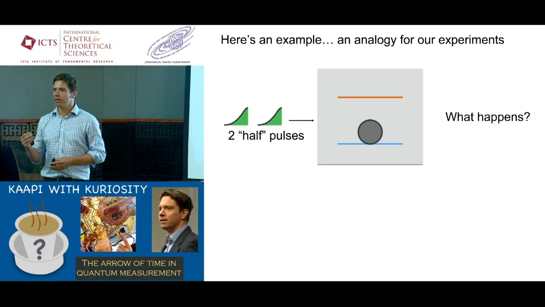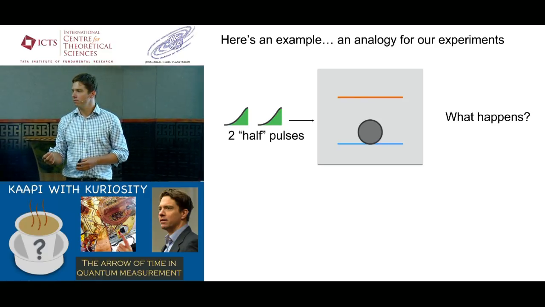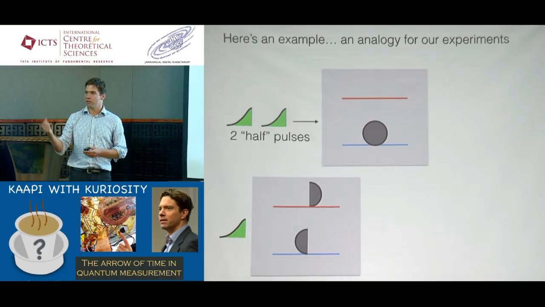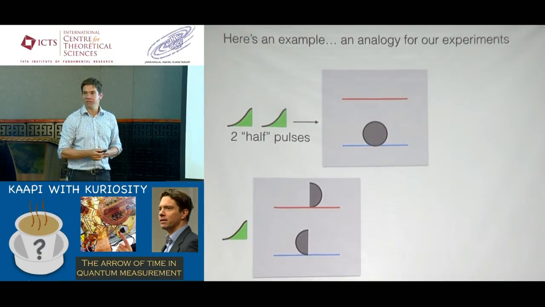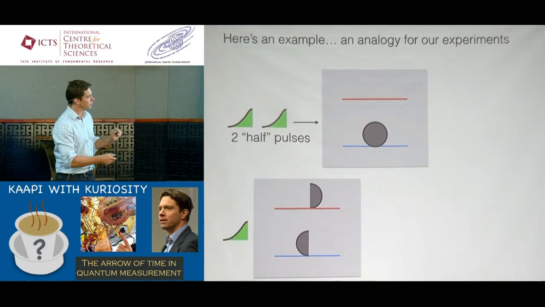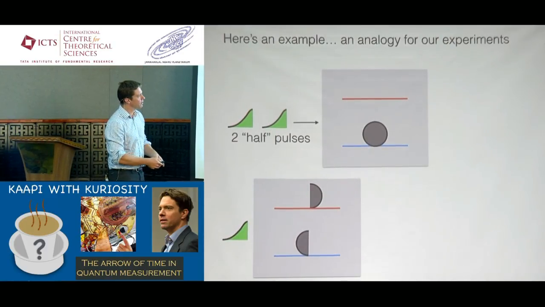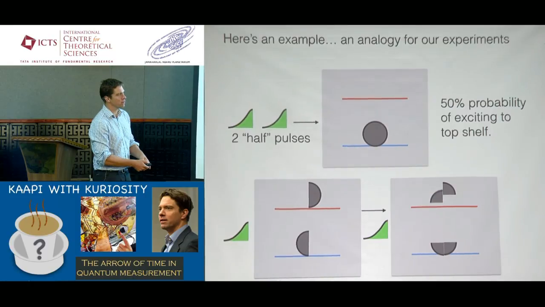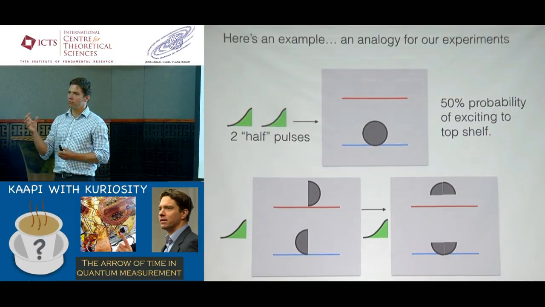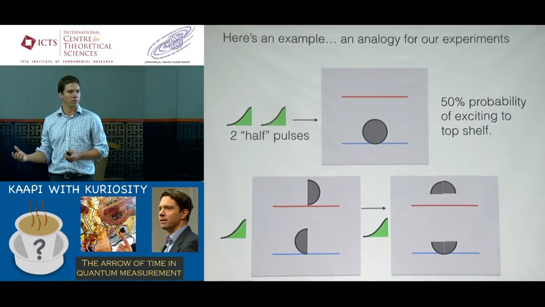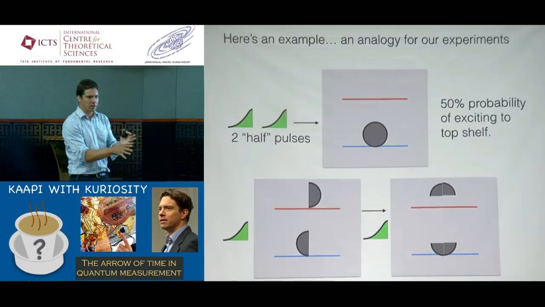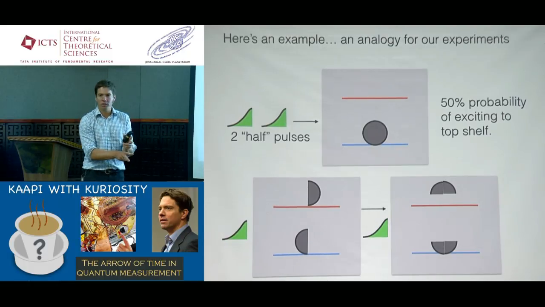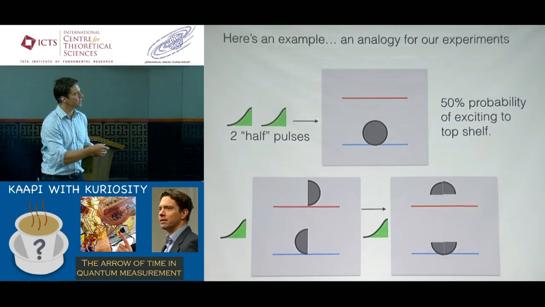Well, what would happen then if we applied two half pulses? Let's think about it. We choose probabilities. The first one has a 50% chance of putting it on the top shelf. The second pulse, if it happens to be on the top shelf, has a 50% chance of putting it on the bottom shelf. If it's on the bottom shelf, it has a 50% chance of putting it on the top shelf. Therefore, the second pulse should have no effect whatsoever. Does that make sense? There are four possible outcomes, and two of those end up on the bottom shelf, and two of them end up on the top shelf. And so the second pulse would have no effect if it was just the case that it was 50% probability.